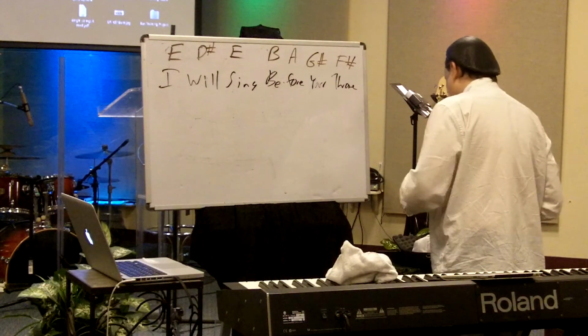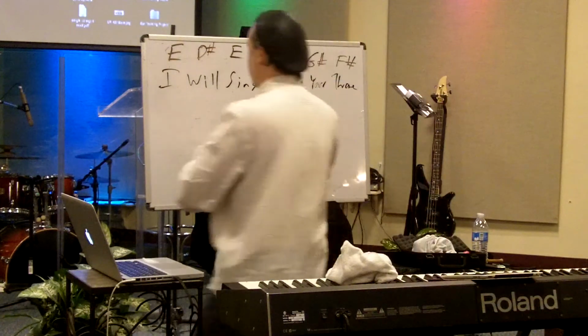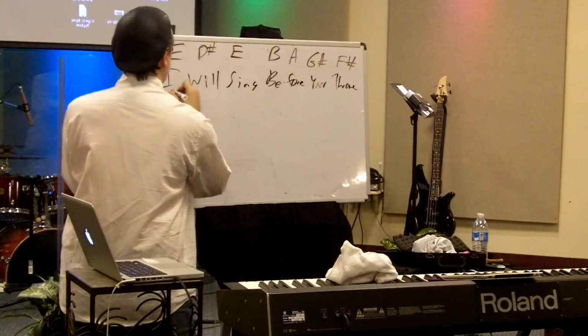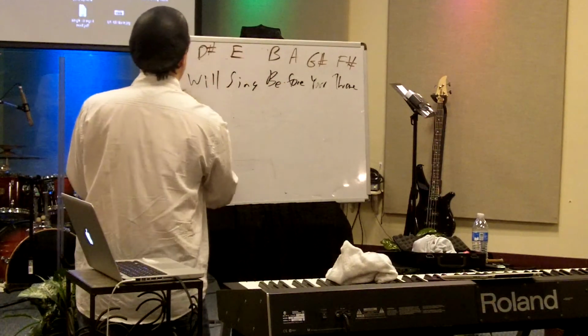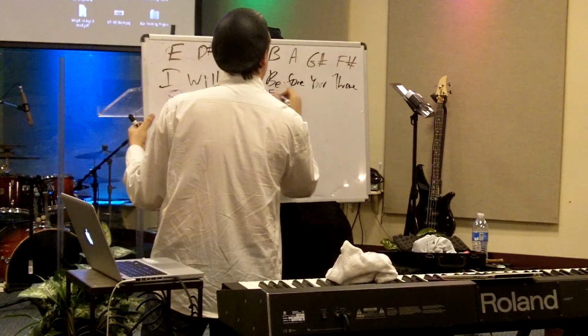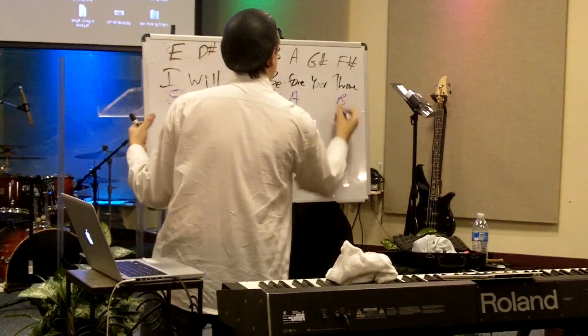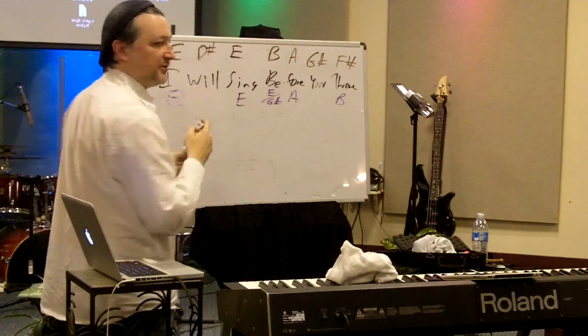Okay, and then the chords that are happening, which if you'll take the time at some other time to check the chords, is an E. I will sing before your throne. Those are chords. Purple is chords.